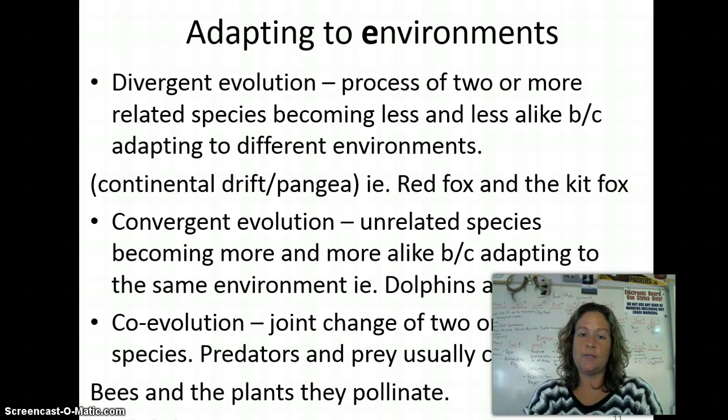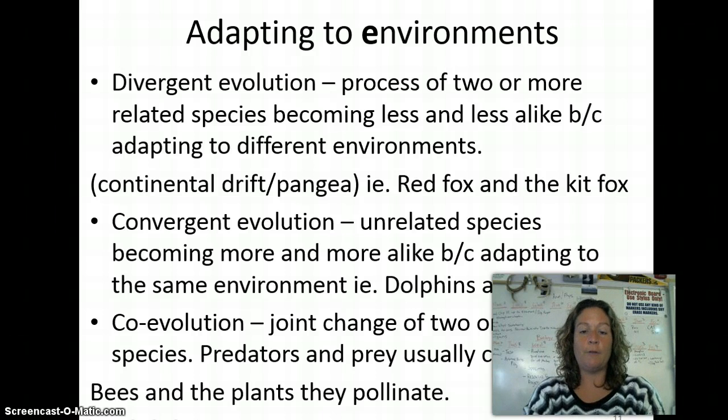Another way organisms adapt to their environment is known as coevolution. And as you know, co means both, so both animals evolving together. Predators and prey usually co-evolve. For example, the lynx and rabbits co-evolve. As the rabbit population increases, so will the lynx population, because the lynx have plenty of food to eat. If the rabbit population declines, so will the lynx population, because they don't have enough food.